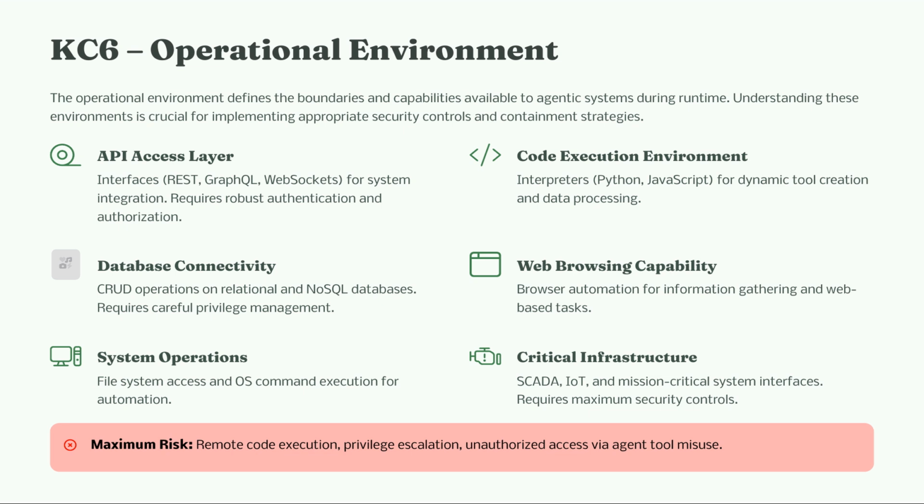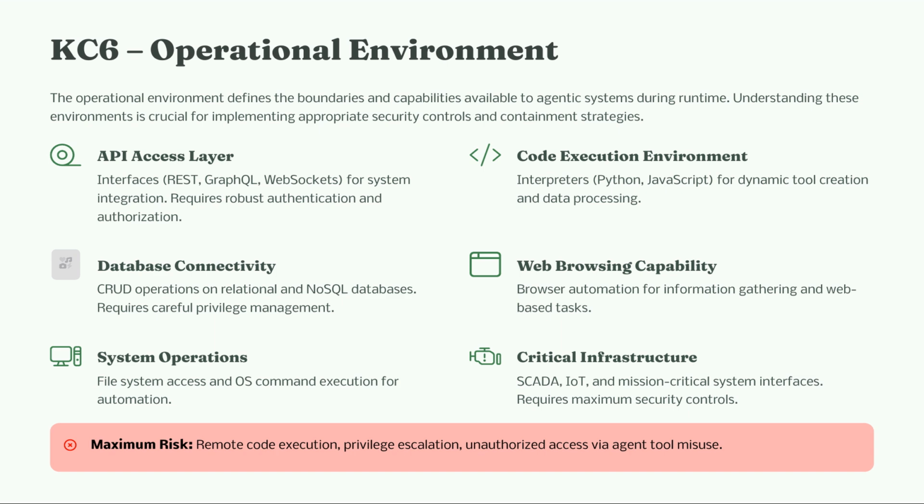As we transition from our exploration of tool integration frameworks, let's now turn our attention to the operational environment of agentic systems. This environment is fundamental as it outlines the boundaries and capabilities that are available during runtime. Understanding these operational dynamics is essential for implementing effective security measures and containment strategies. For instance, the API access layer enables seamless system integration through interfaces like REST, GraphQL, and WebSockets, but it necessitates robust authentication and authorization protocols.